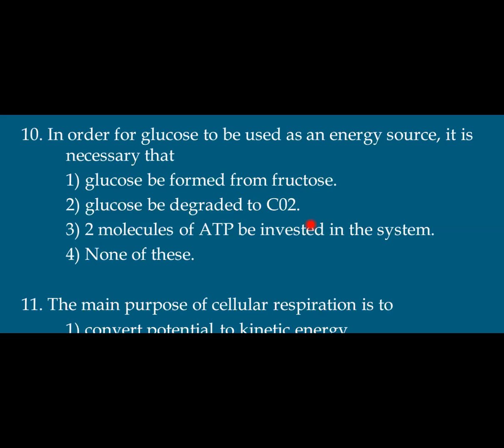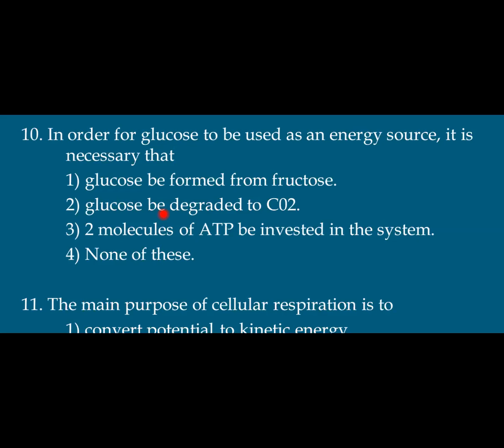Two molecules of ATP must be invested in the system. Yes, absolutely right. Option 3 is the answer. How is it so, students? When you want to use glucose, the first step, if you recall, is glycolysis. The glycolytic pathway is a 10-step process. I'll show you the chart in the next slide.